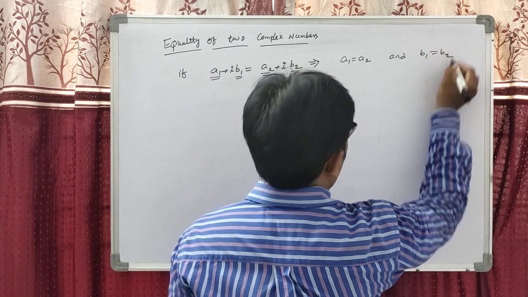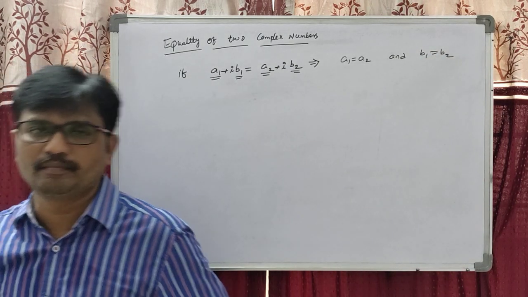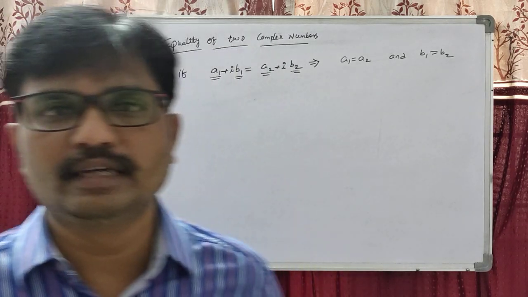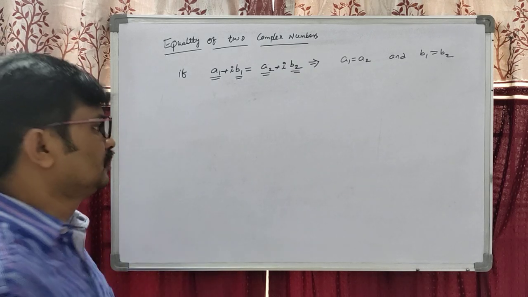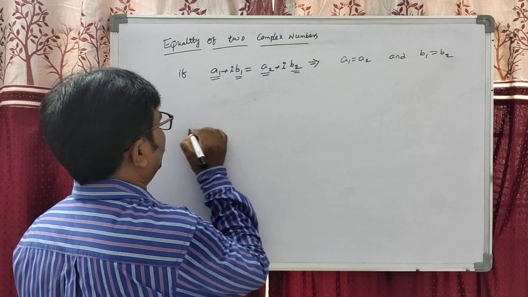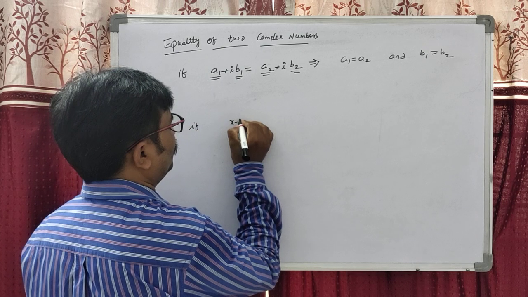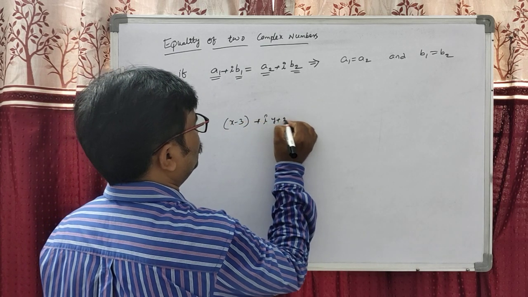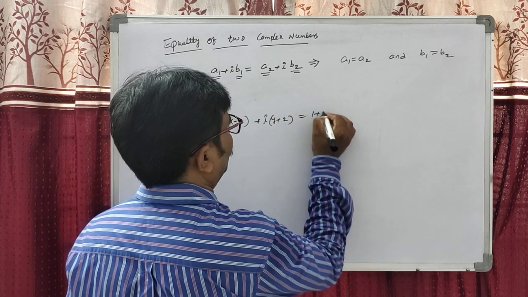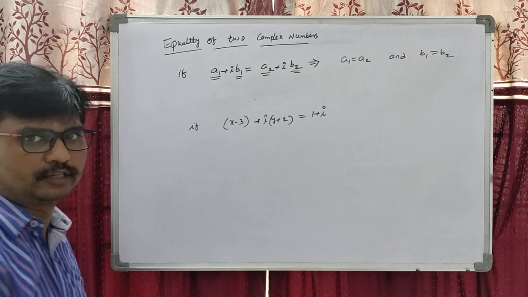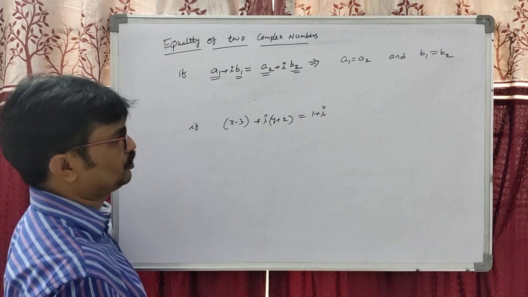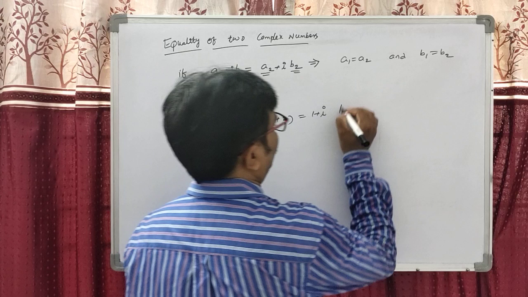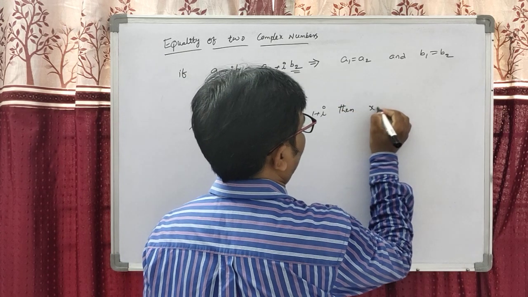Do you understand, students? When two complex numbers are equal, we equate the real parts and the imaginary parts. I will take one example. x minus 3 plus i into y plus 2 is given by 1 plus i. Therefore what are the values of x and y?